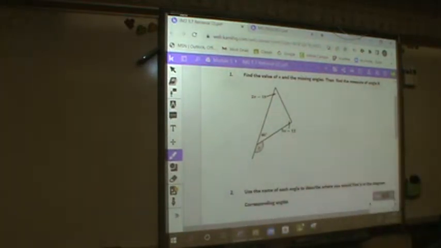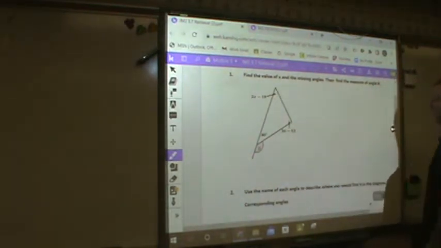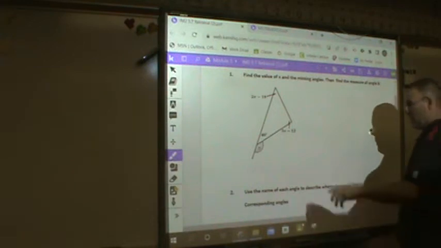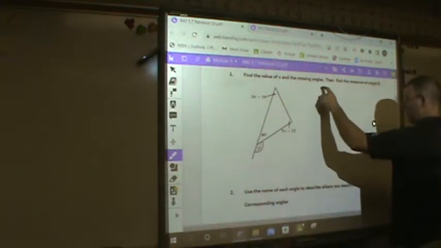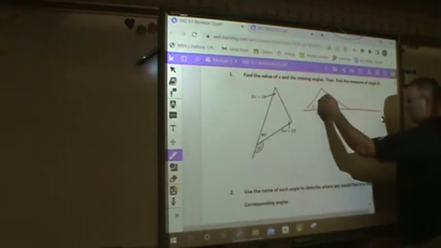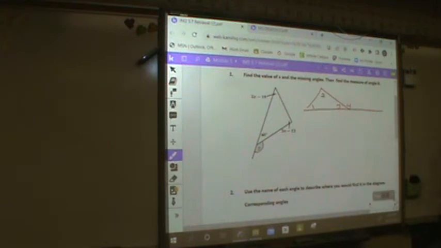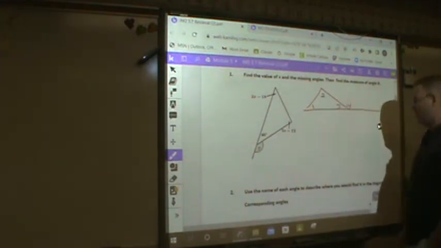One of the big things we discussed in class was this example, and we talked a lot about the notes that we took relative to it. It says find the value of x and the missing angles, and then find the measure of angle B. If you look at this diagram, in your notes it looked a bit more like this, and we said angle 1, angle 2, angle 3, and angle 4. If you go back and review, we talked a lot about the different aspects of this diagram.